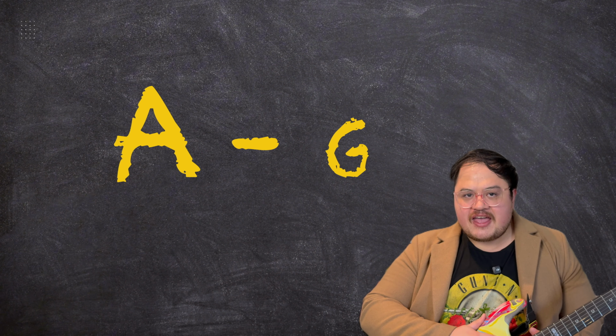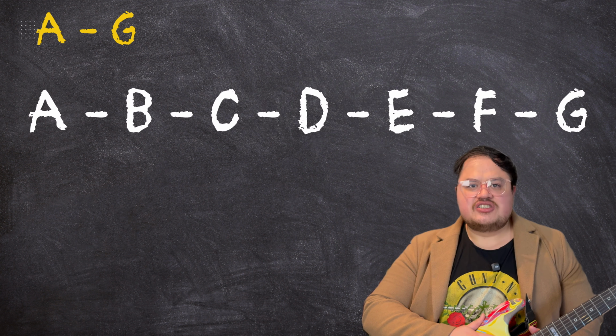So I'm sure you remember the alphabet from school. So we're going to be using the same alphabet, just a much smaller version of it. So we're going to start from A and we're going to count to G. So A, B, C, D, E, F, G.